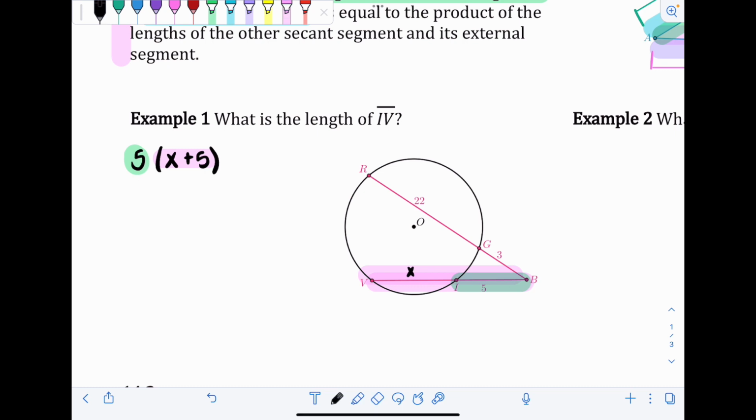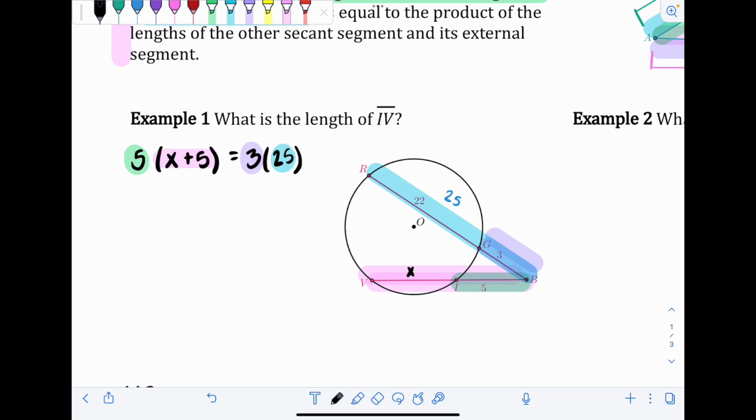And then that should be equal to the product on the other side. On the other side, I'm going to start with the external part. The external part is 3, so equals 3. And then it's going to be multiplied by the entire segment, which is 3 plus 22. So 3 plus 22 is 25. So the entire segment is 25. So 3 from the external segment, just this part right here, and then 25 from the whole segment, 22 plus 3.